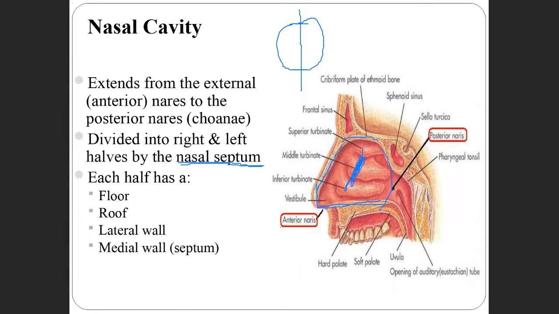Okay. So remember, before seeing this structure, what I am showing, this one, this one, this one. There is a covering. Once you remove this cover, that covering is called the medial wall or the nasal septum. And once inside the cover, what you see, that is the lateral wall.